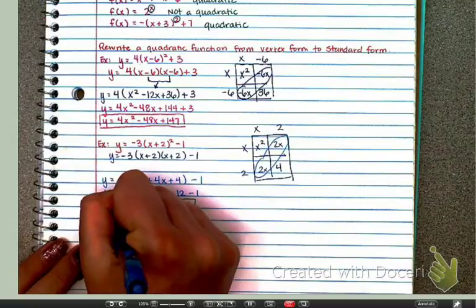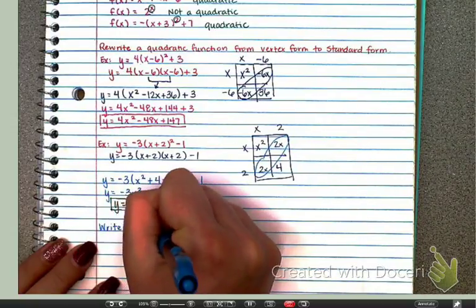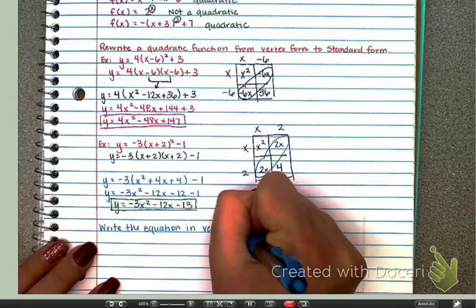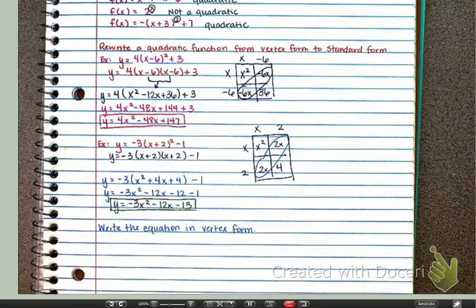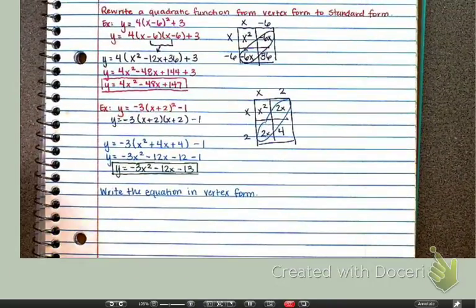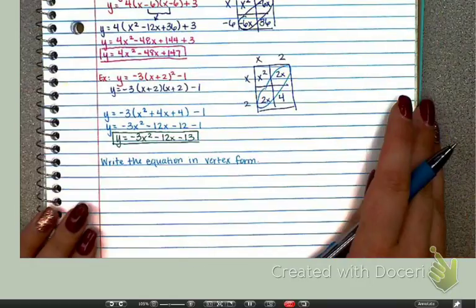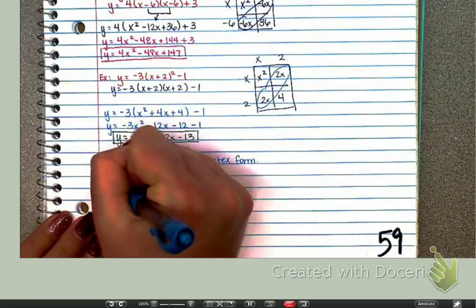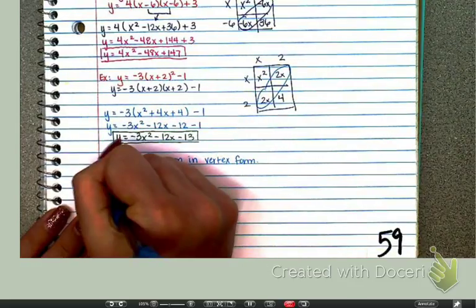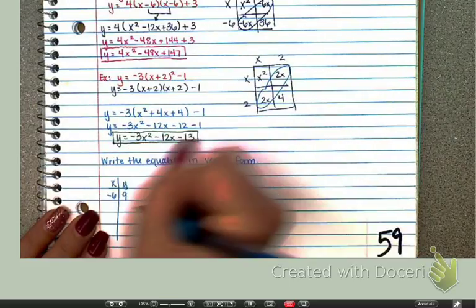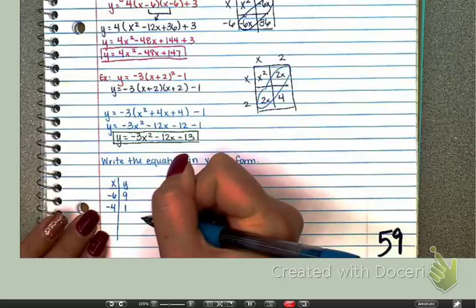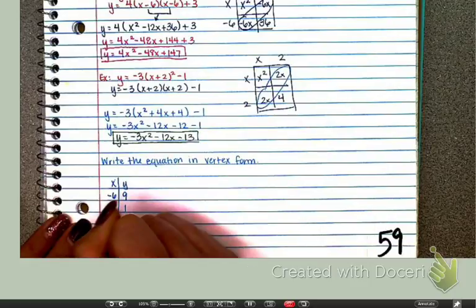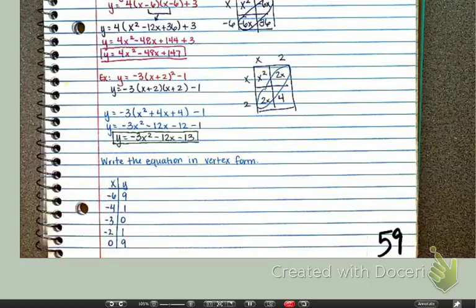So we're going to write the equation in vertex form. Okay, we're going to start by writing the equation in vertex form. And we're going to start off with a table of values. So my table of values are negative 6, 9, negative 4, 1, negative 3, 0. Here's my table of values.